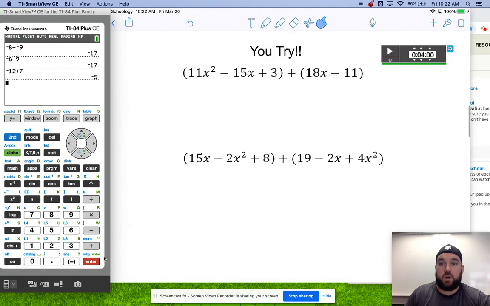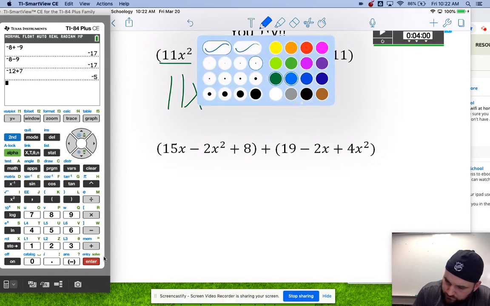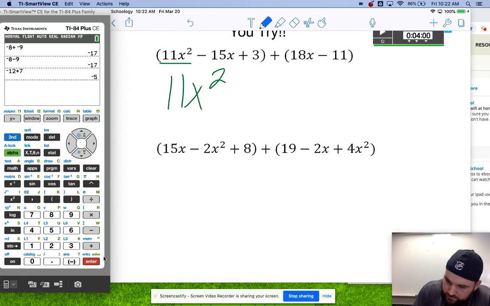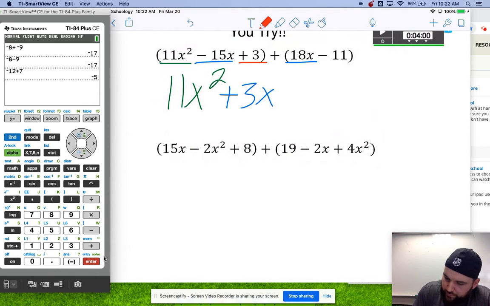Okay, go ahead, pause real quick, see if you can combine these two pairs of polynomials, and then we'll move on. Highest exponent I see is power 2, so that's 11x squared. Negative 15 and positive 18 makes positive 3x. And then finally, I have 3, take away 11, and that's minus 8.